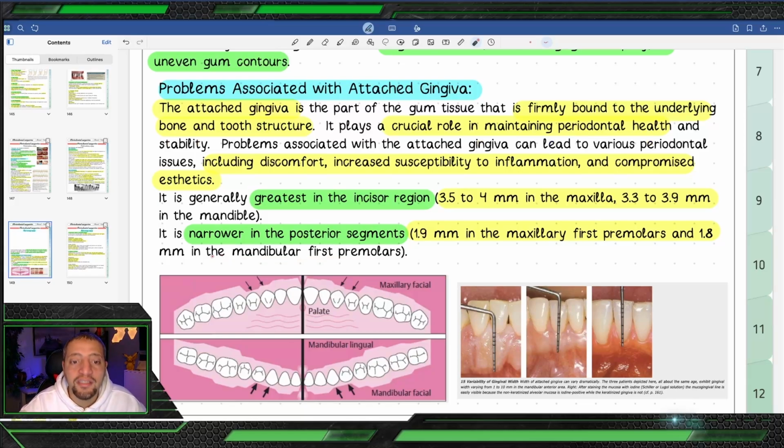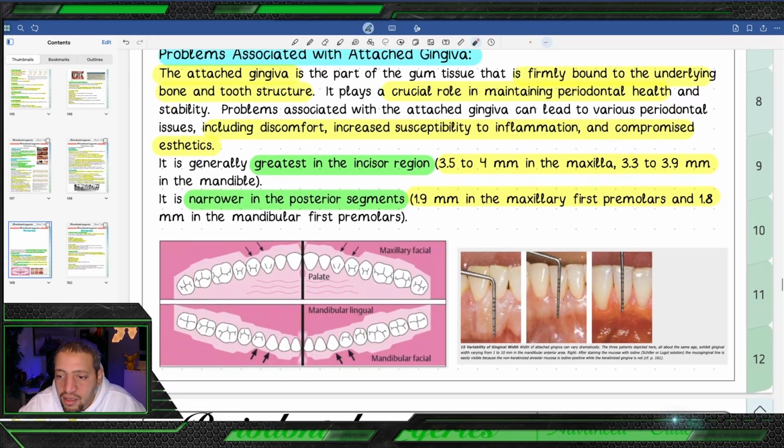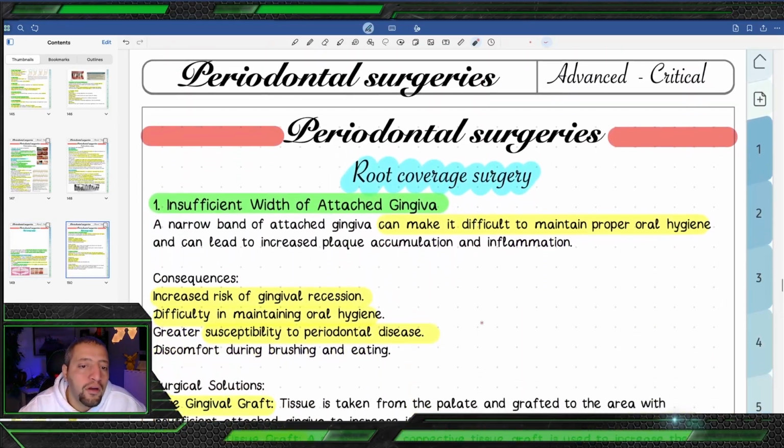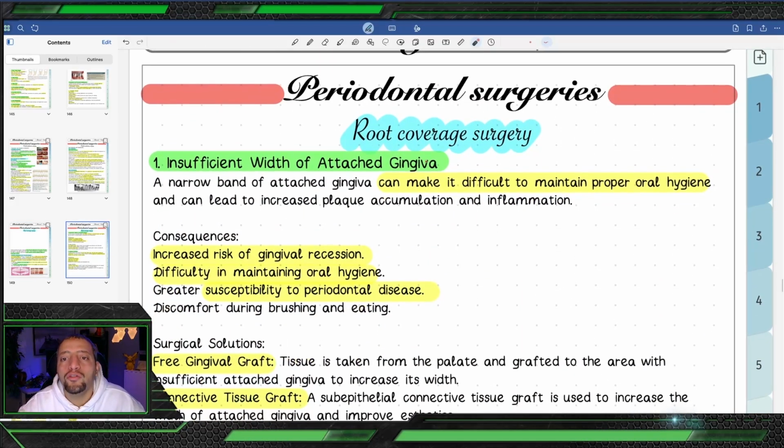Which of the following teeth has the lowest area of attached gingiva? The lower first premolar. The greatest is the upper first anterior teeth. And this is how we measure the attached gingiva. Okay? So when we are going to do root coverage surgery, when we have insufficient width of attached gingiva, we can do this one to increase the width of attached gingiva.